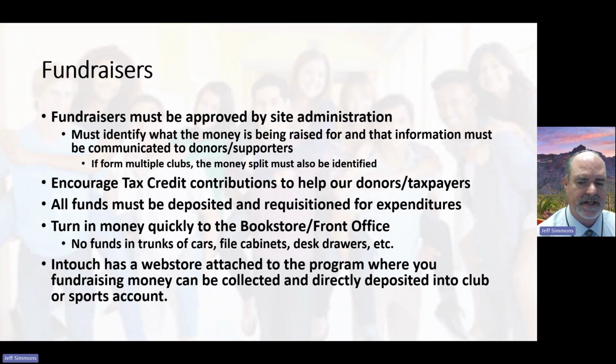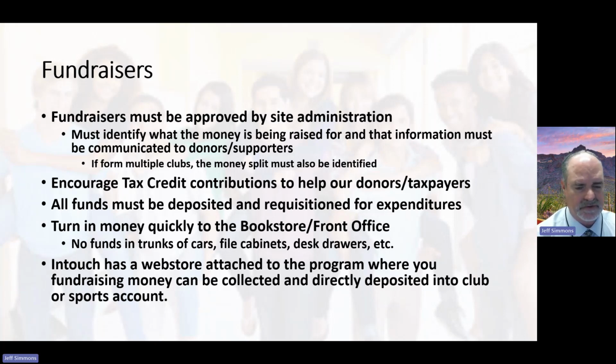InTouch has a web store attached to the program where you can fundraise money and collect and directly deposit into the club or sports account. This is InTouch's answer to the GoFundMe and some of the other organizations that you'll pay a fee for. This one, the money goes right in through our website. You can set up QR codes to share with your parents and your students, and they can deposit money and fundraise directly in your own page that goes directly into your club account. So we encourage you to set those up.